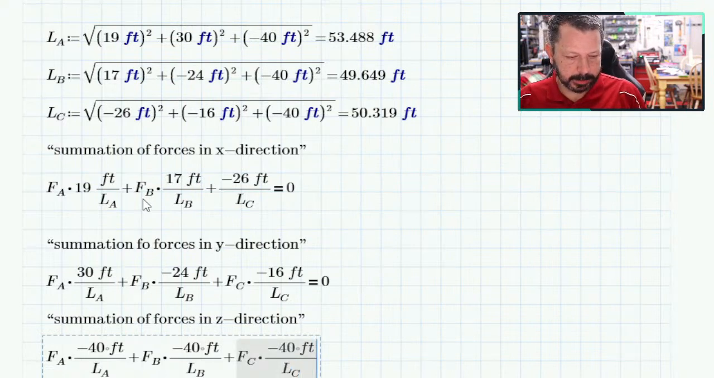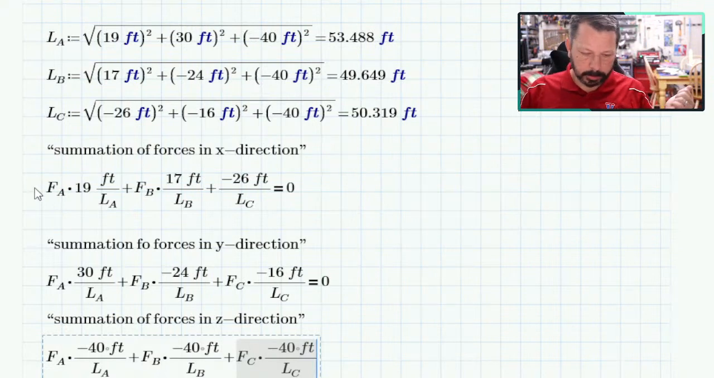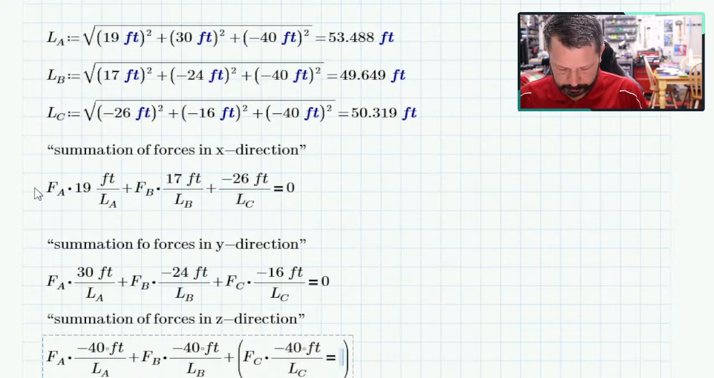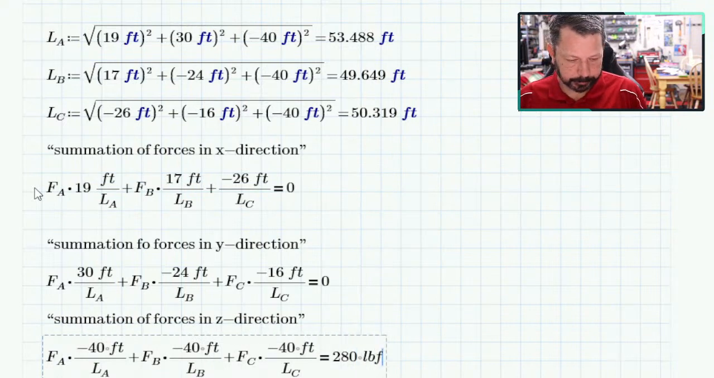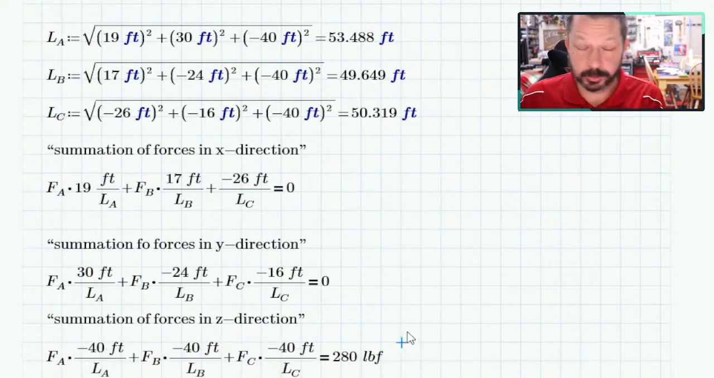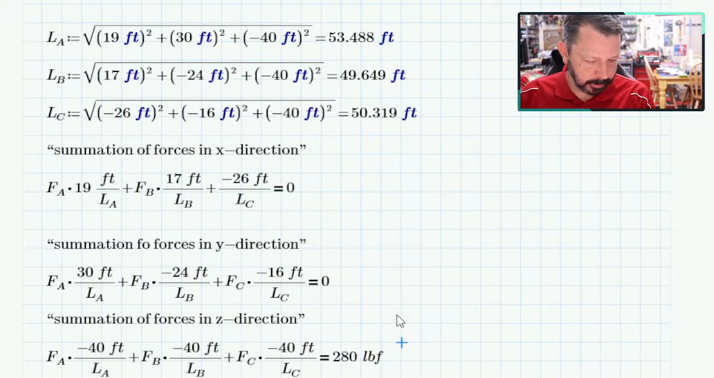So either I need to put a component here of, what was it, 280 pounds pulling up, or I need to say that all of these need to add together, and all of them add together to equal 280 pounds pointing upwards. And so I'm going to do it that way. Otherwise, if I put them all as 0, then I'd have no forces at all. All the cable tensions would be 0.